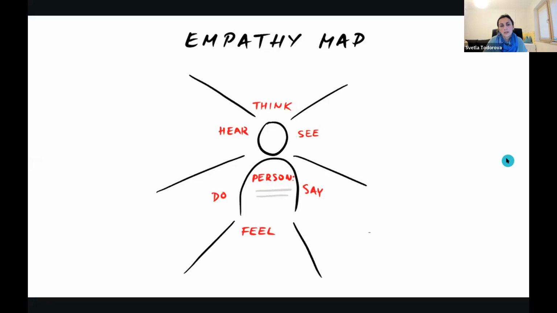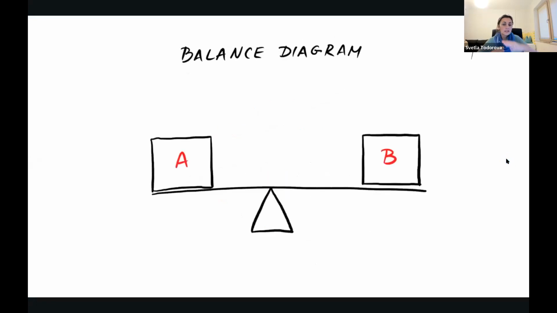Okay. Another tool would be the balance diagram. It's very useful if we compare things. This could be, for instance, when we talk in, let's say, in history about some decision or politics or whatever. What if one decision would have bigger weight than the other? What could happen, and so on.